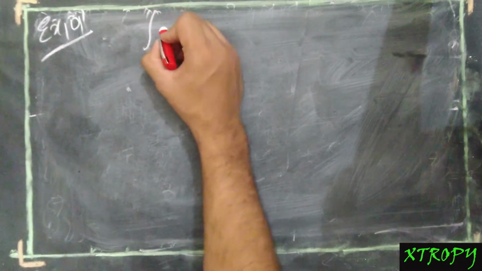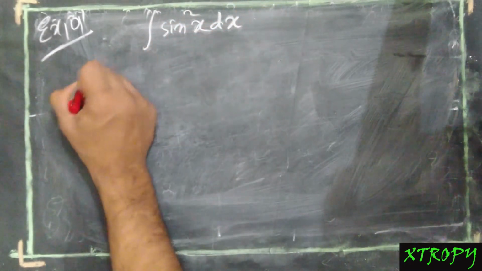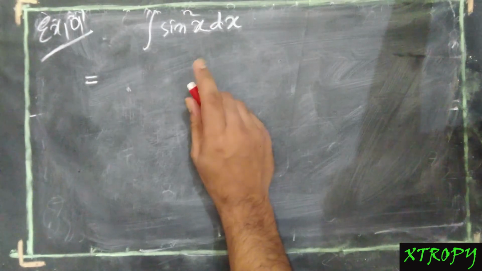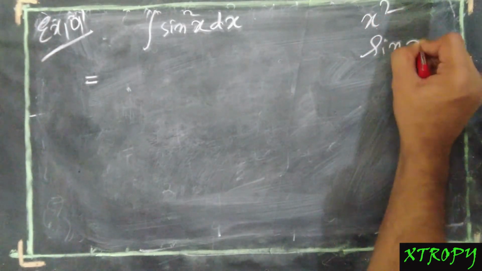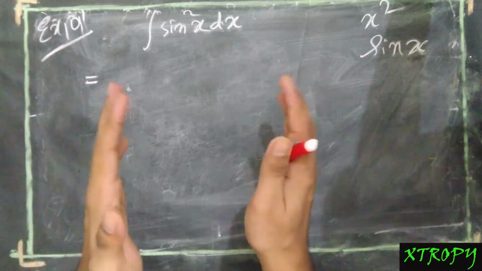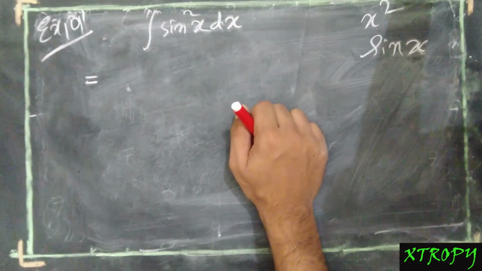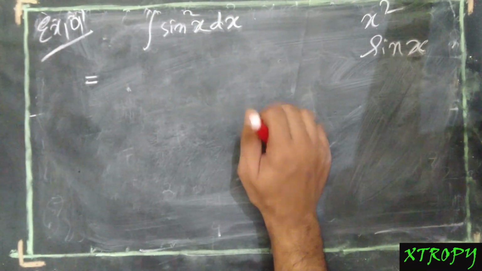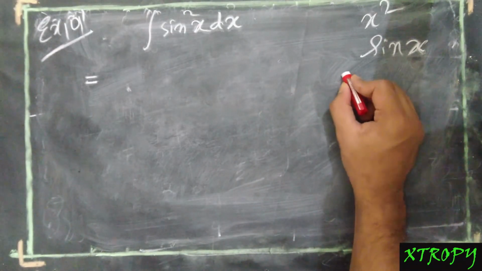Time for example number 10. The question is evaluate sine square x dx. Well, till now we learned that yes, we can integrate x square, we can integrate sine x or sine 2x, 3x, whatever it is. But this is like the combination of 2, that is sine square x. So what do we do now? We have to again take the help of trigonometry to solve this question. This very well known identity of cos 2x.